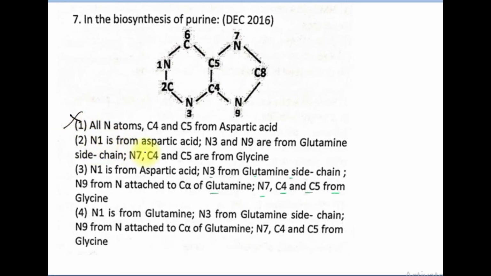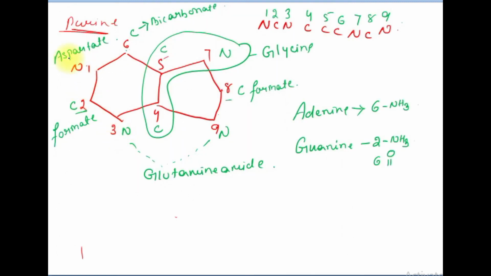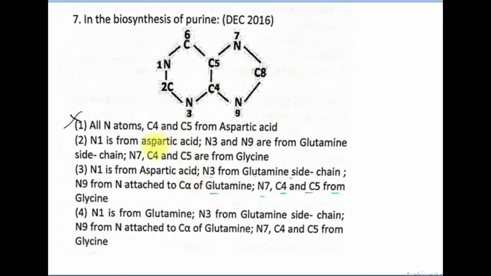Next comes N1 from aspartic acid. Yes, we have discussed that N1 is from aspartic acid in case of purines. So in the second option, we are having that N1 is from aspartic acid. In the third option also, we are having that N1 is from aspartic acid. But the fourth option is not having aspartic acid. It has been given that N1 is from glutamine. So we can eliminate this option. So the second and third options can be correct.